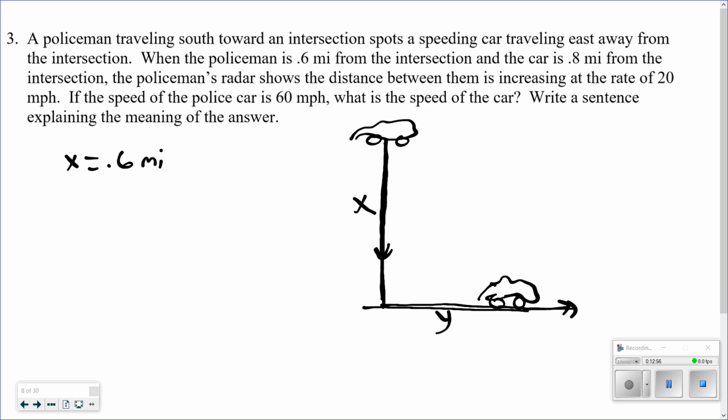But at that magical moment, that moment in time that we're trying to solve for, we know that y is going to have to equal 0.8 miles. That's how far it is from the intersection. All right, let's see what other information it gives us here.